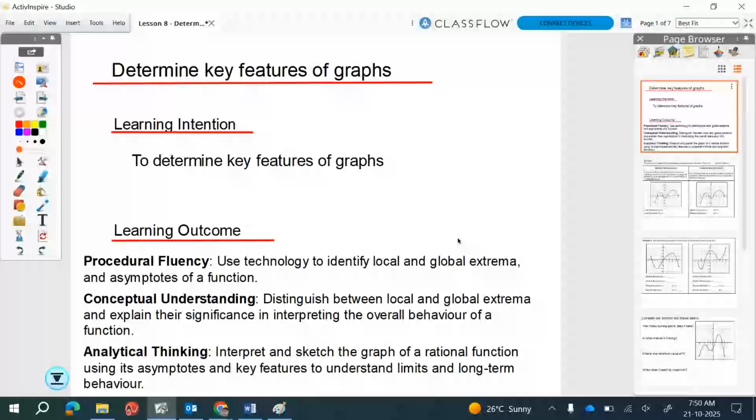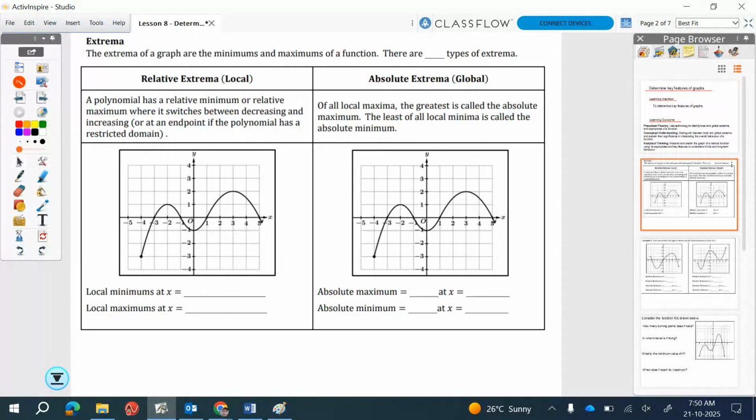Okay, so today we're going to be looking at finding the key features of a graph. It's important, particularly on this course, to use technology to find our extreme points and asymptotes. So let's have a look through what we're learning today.